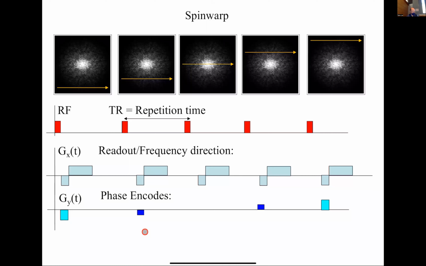And what's not shown here is those initial gradients are doing this for us, right? They're taking us like that. They're going from the center of k-space out to that, okay? So that's the initial trajectory that we're taking. Oh, sorry, this goes the other way. All right, so that's what these are called, dephasers.